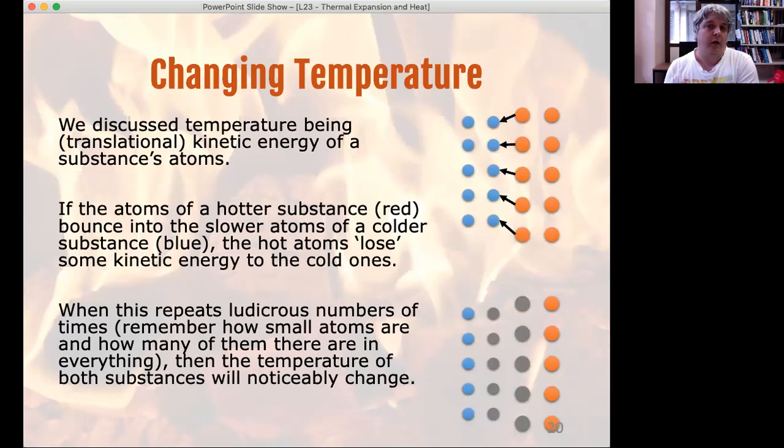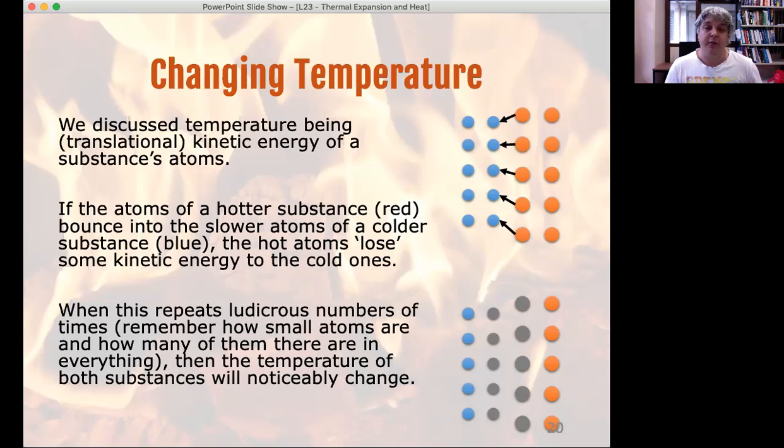So the hotter object, it doesn't have to be hot, will lose energy to the colder object. This is repeating ludicrous numbers of times because we've got so many of these tiny little atoms. Remember how small they are, how many there are in any object. So it's happening millions and billions and countless times. All these atoms are losing a bit of energy to the neighbors in the cold object, and so the energy slowly transfers from the hot object into the cold object.